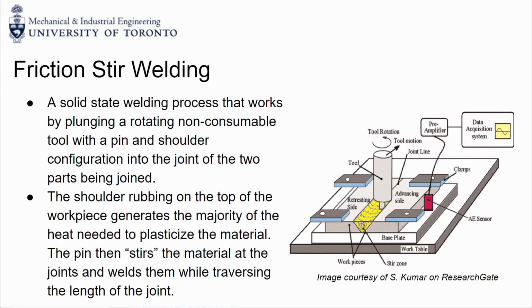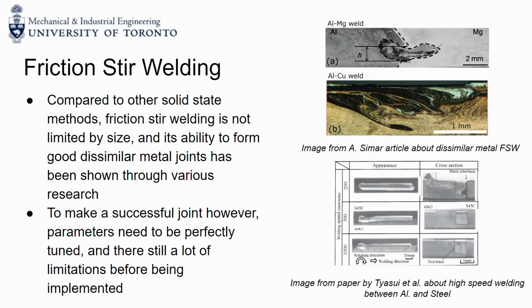Now a bit more about friction stir welding, because this will be important later on. Like we previously discussed, friction stir welding is a solid state welding process, so it does not melt the material. It utilizes a rotating non-consumable tool that is usually made out of a very high strength durable material. The tool plunges into the material and traverses the joint of the two parts being joined, and most of the heat is generated by the shoulder while the pin stirs the plasticized material underneath. As you can imagine, it requires a very rigid setup because of the high forces involved with the process.